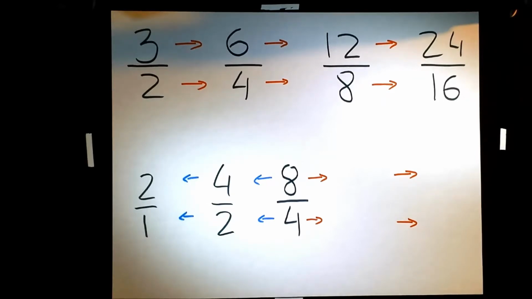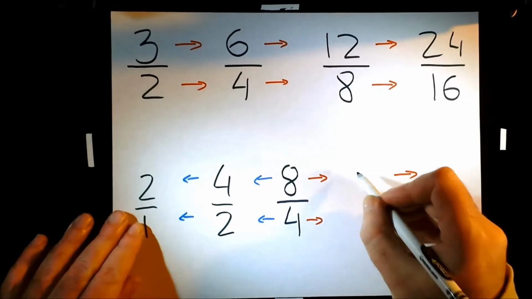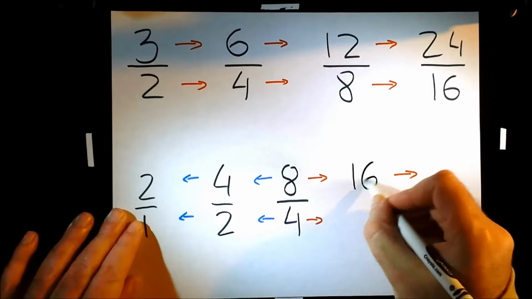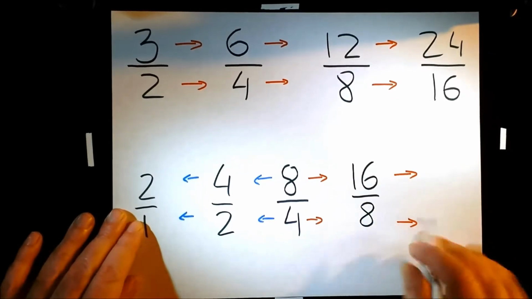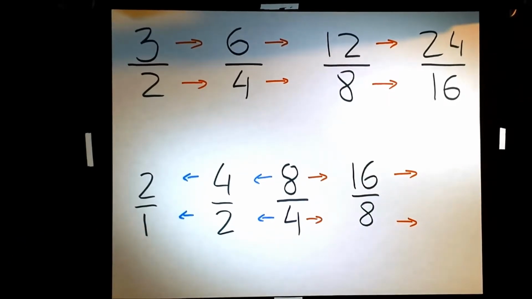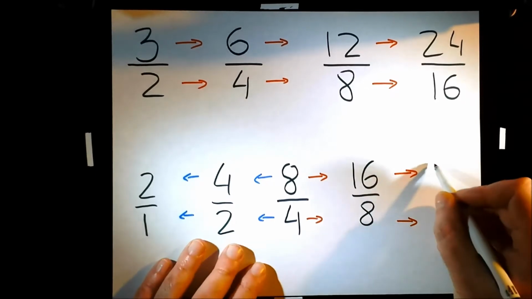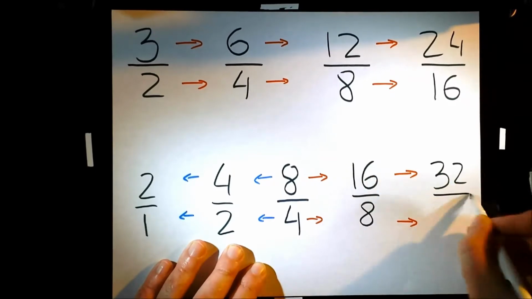What if I go on the other side? What's the next biggest equivalent ratio to 8 over 4? I can multiply top and bottom by 2 and get 16 over 8. Can I do one more? What's the one right over? 32 over 16.